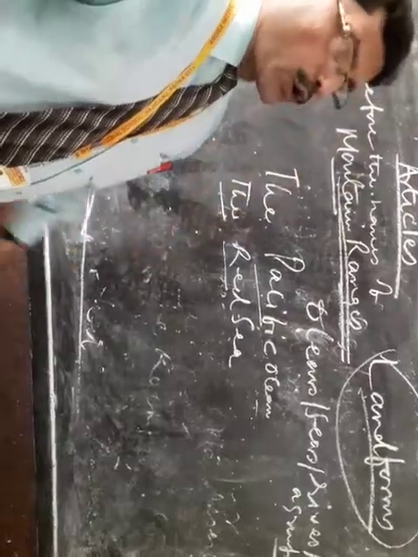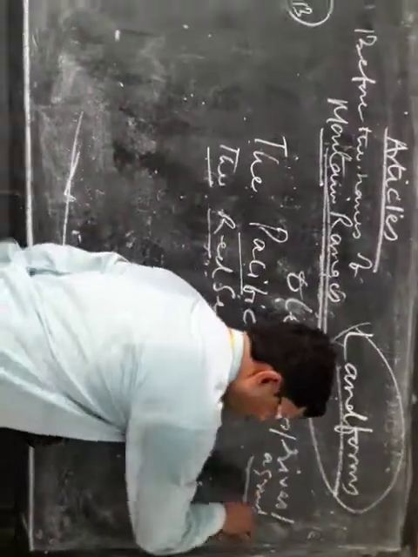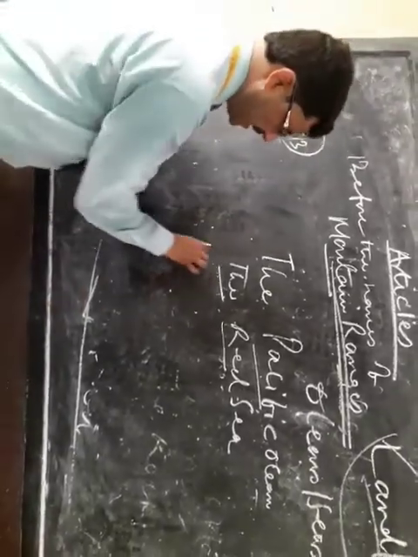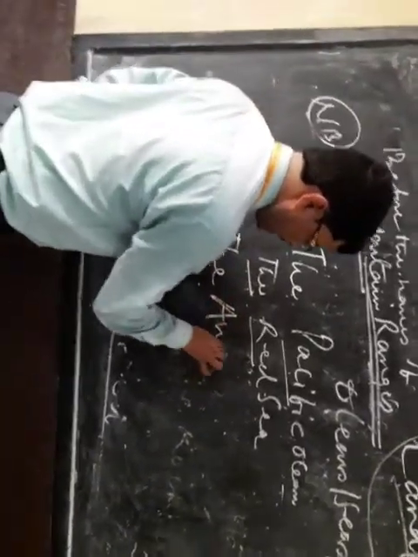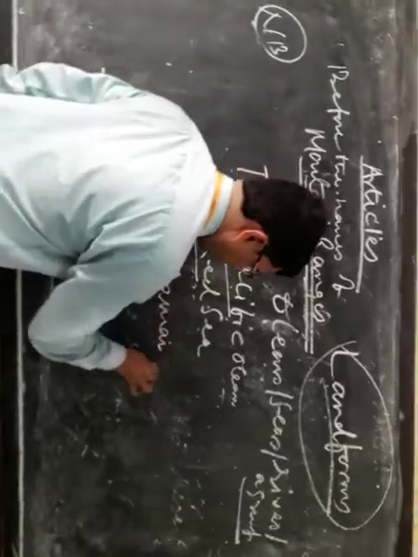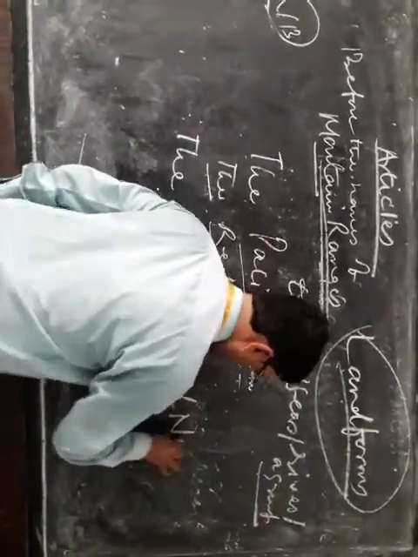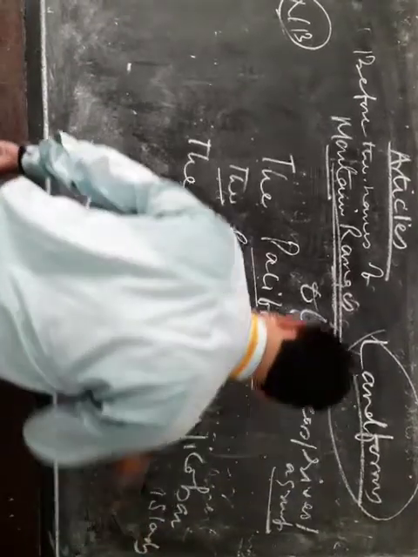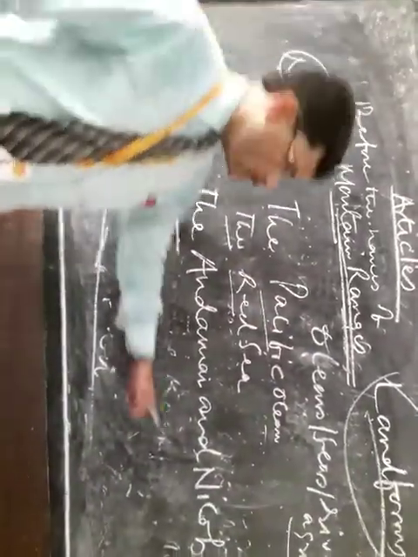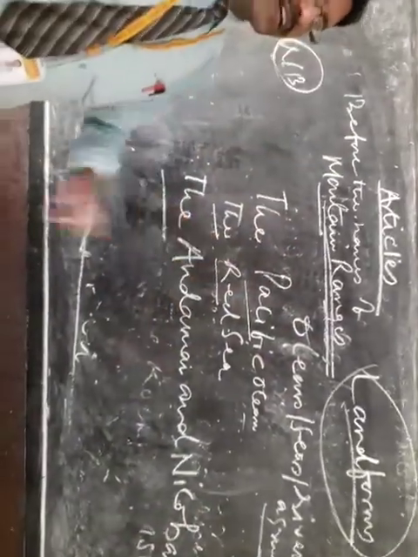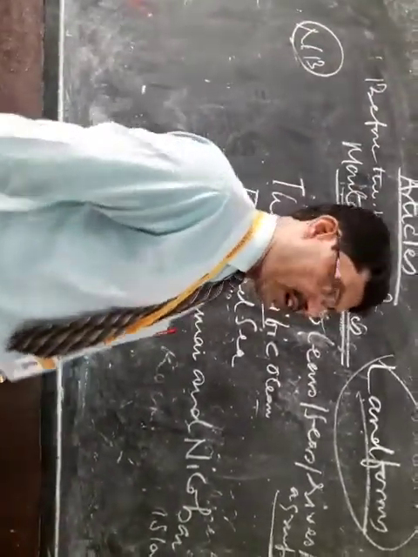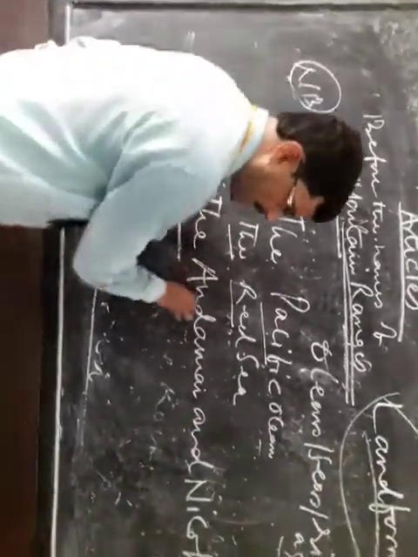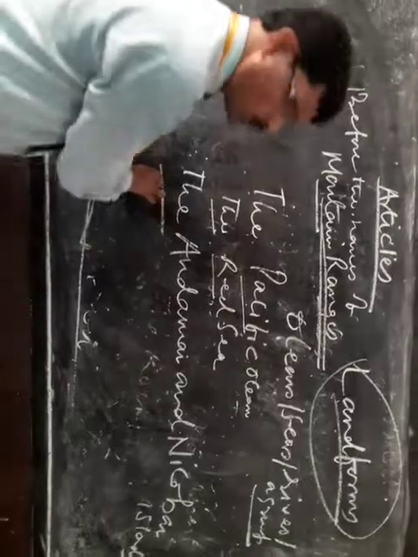Then a group of islands, not a single island. Like the Andaman and Nicobar Islands, the West Indies. Use the before the Andaman and Nicobar Islands. They are a group of islands. There is a word for a group of islands, that is archipelago. So the Andaman and Nicobar Islands are a group of islands.